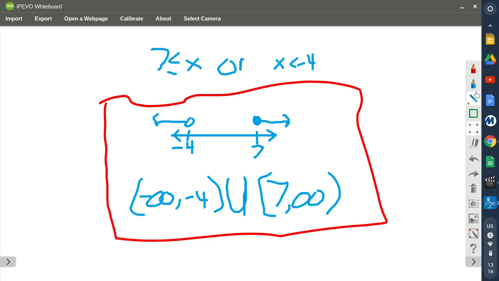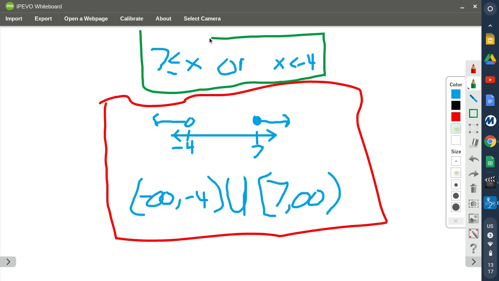So the solution to this inequality is the stuff in the red.